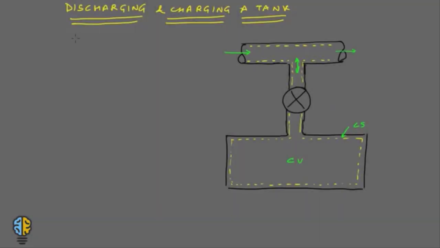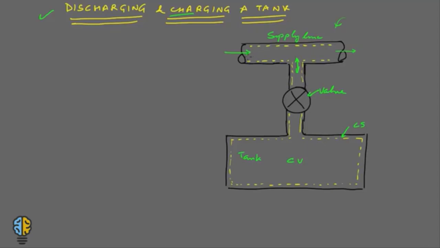Now let's look at an example of a variable flow process and talk about discharging and charging a tank. Okay, so the diagram is this. This is the supply line which is supplying the fluid to this tank. This is the tank and this is the valve. And this is the control volume and the control surface.